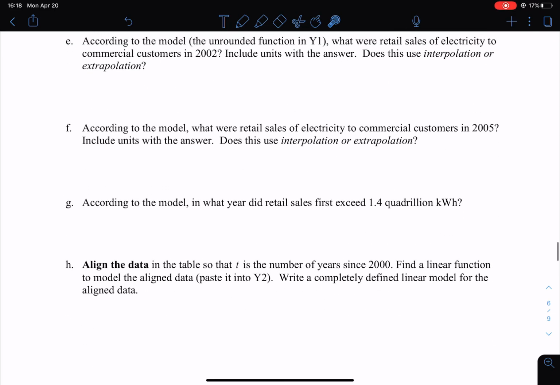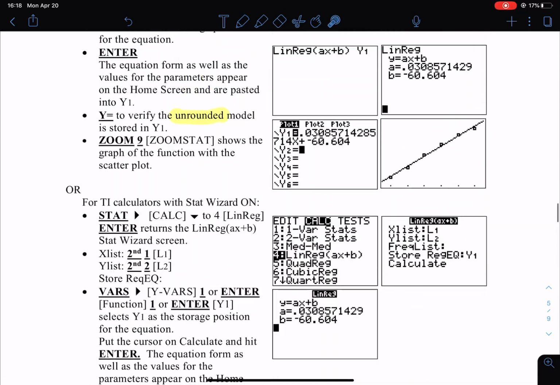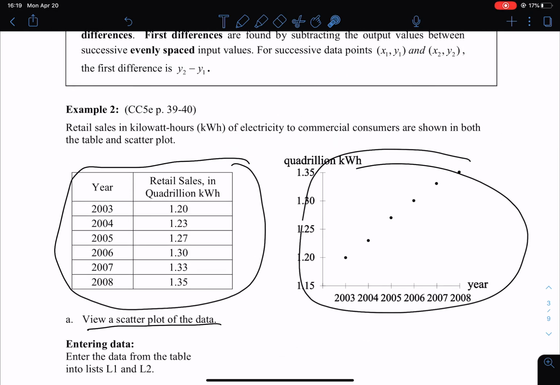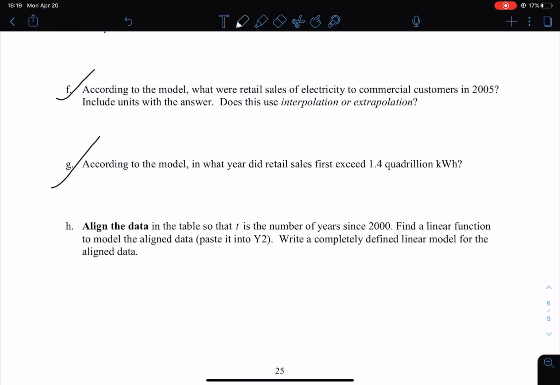Example D and F and G. So this is an exercise of interpolation and extrapolation. The keyword is 2005. So let's go back to check the domain. You can see this is the domain. 2005 is right here. So this is an interpolation because 2005 is inside the domain. So F is the interpolation.